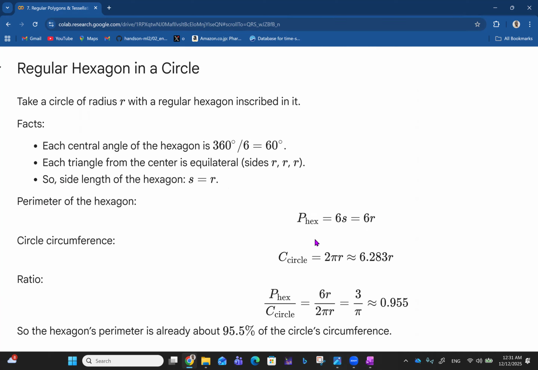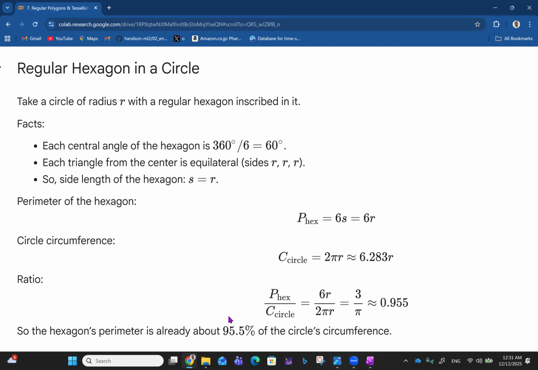The circle circumference is 2 pi r, which is approximately 6.283 r. And the ratio is the perimeter of the hexagon over the circumference of the circle. That's 6r over 2 pi r. If you simplify, that's 3 over pi, which is approximately 0.955. So the hexagon's perimeter is already about 95.5% of the circle's circumference.